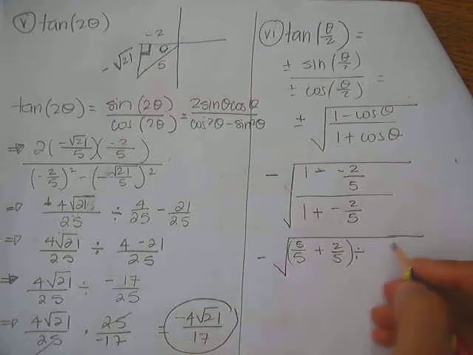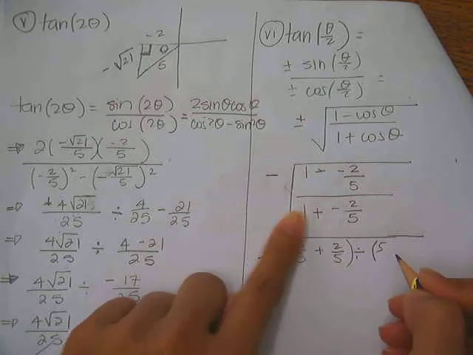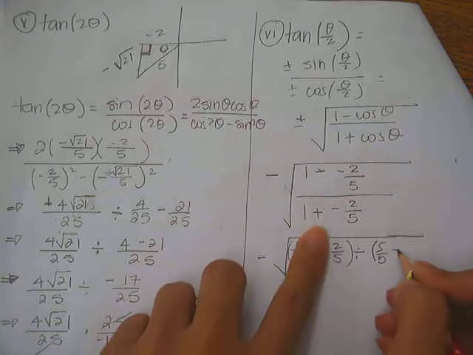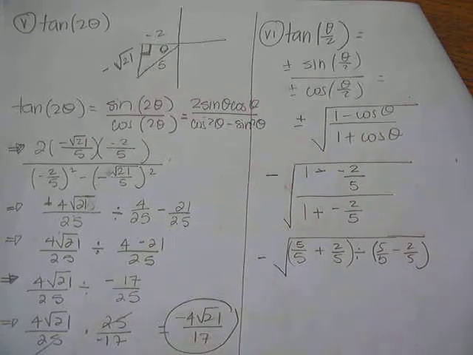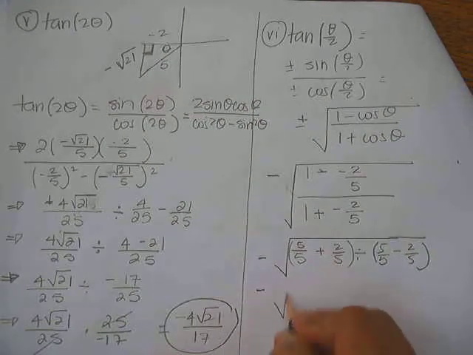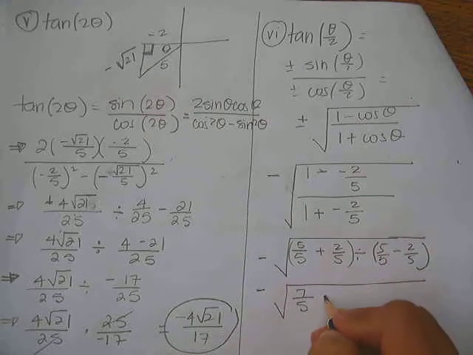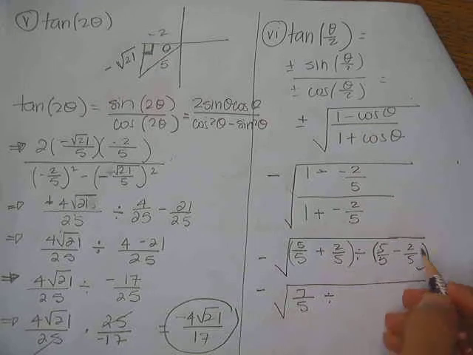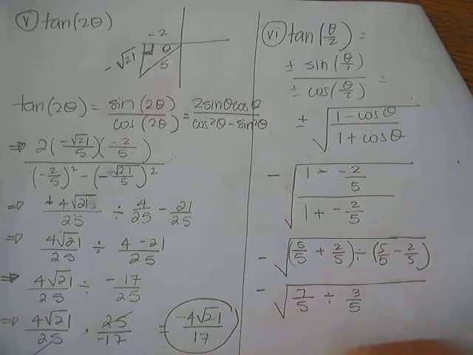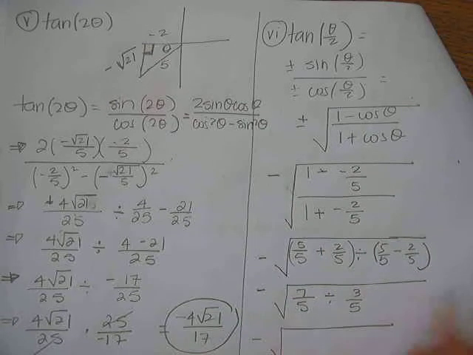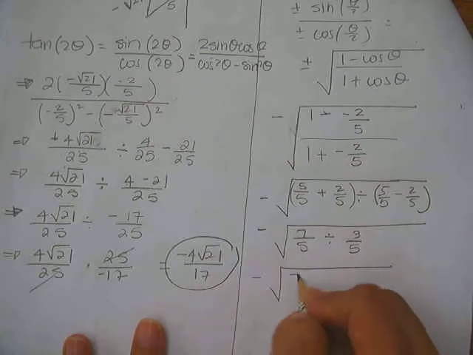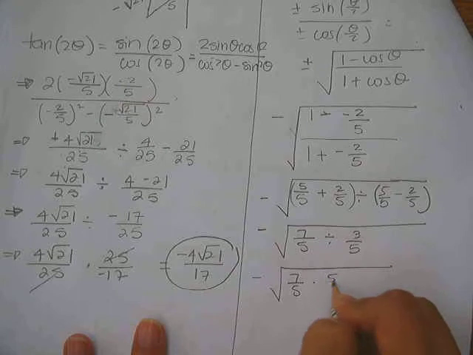So divided by, change this 1 into a 5 over 5, subtract 2 over 5. Okay. From here, bring down that minus sign in the front. 5 plus 2 is 7 over 5, divided by 5 minus 2 is 3 over 5. Subtract. Okay. So I'm going to multiply by its reciprocal, which I need to move up. So 7 over 5 times 5 over 3.